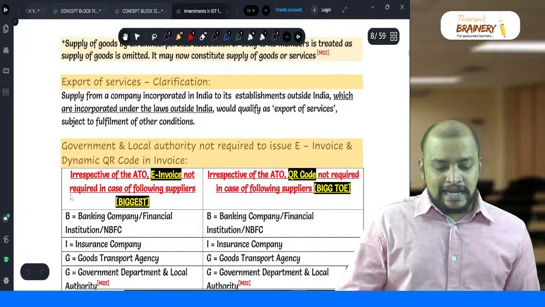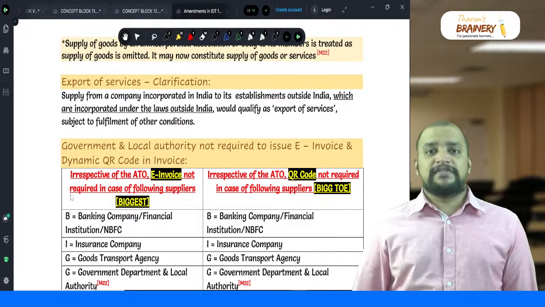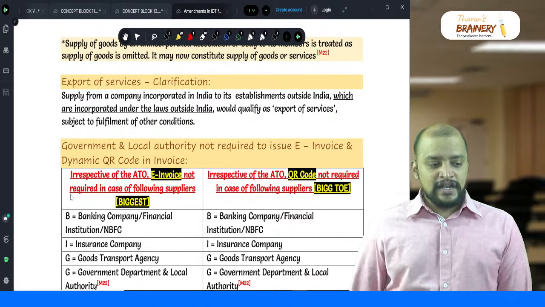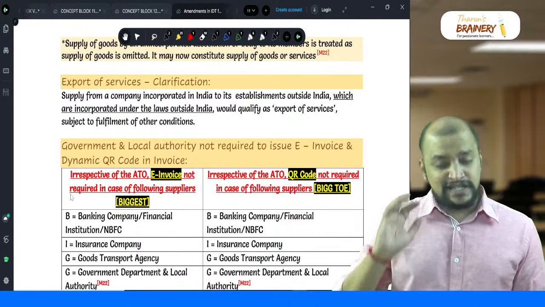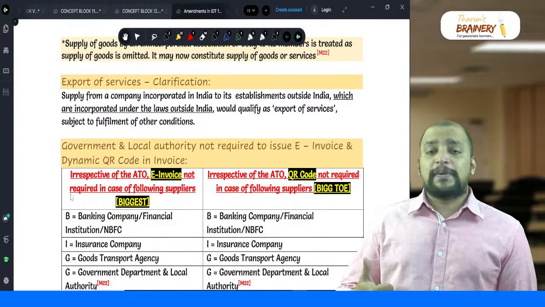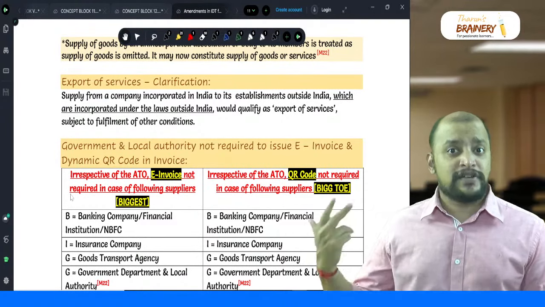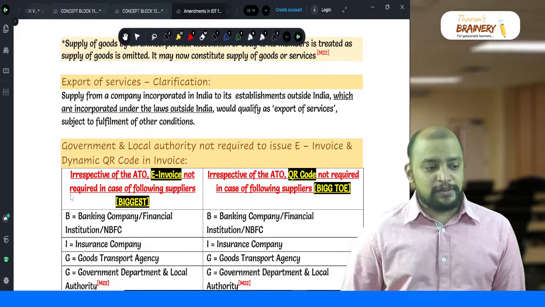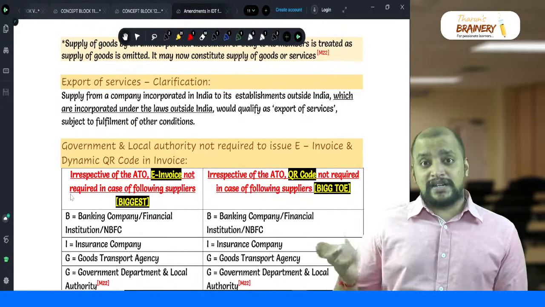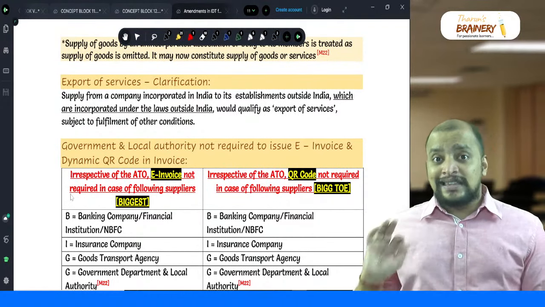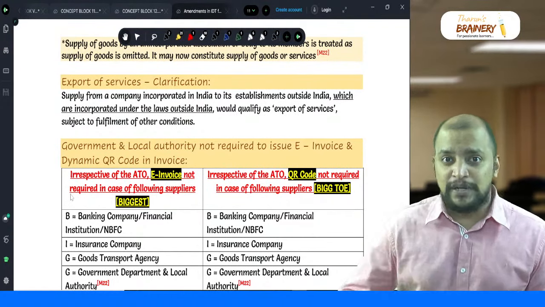The next area is about export of services. There was one condition for export of services. What does export of services mean? Export of services has 5 conditions. The supplier should be in India, the recipient should be outside India, the place of supply should be outside India, the consideration should be in convertible foreign exchange, and the supplier and recipient are not two establishments of the same person.